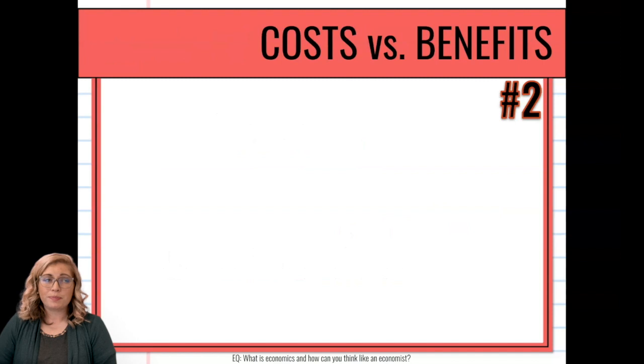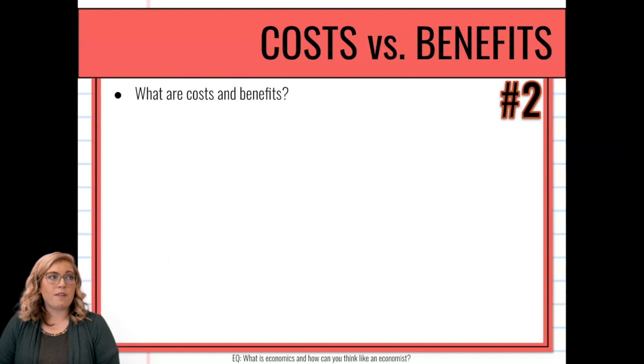Principle number 2, cost versus benefits. One big thing to note: anytime we talk about cost in this class, we might not necessarily be talking about monetary costs, like it costs $10. A cost can be a trade-off. It can be a con. Cost and benefits, synonyms for those could be pros and cons.